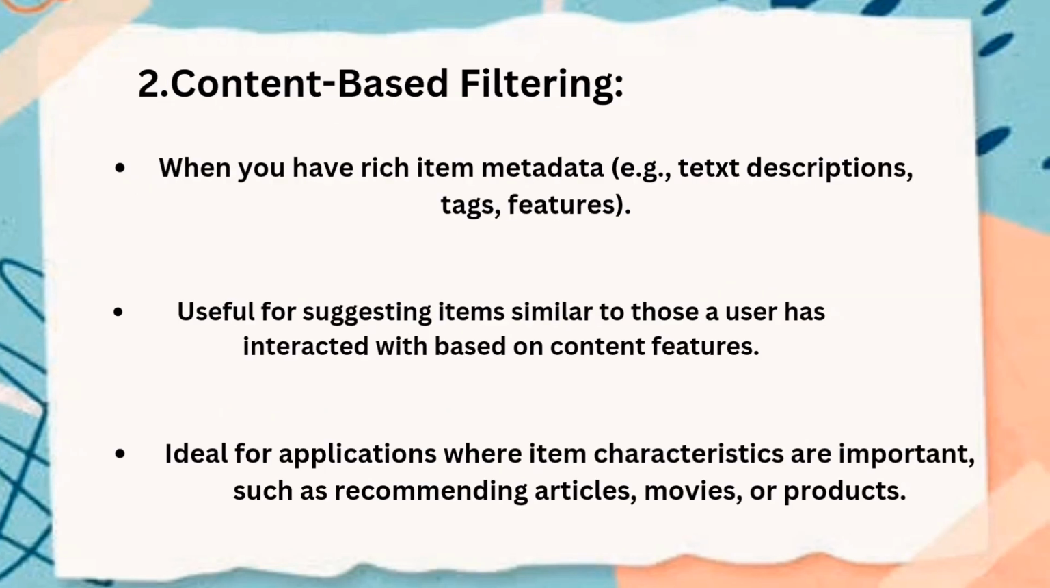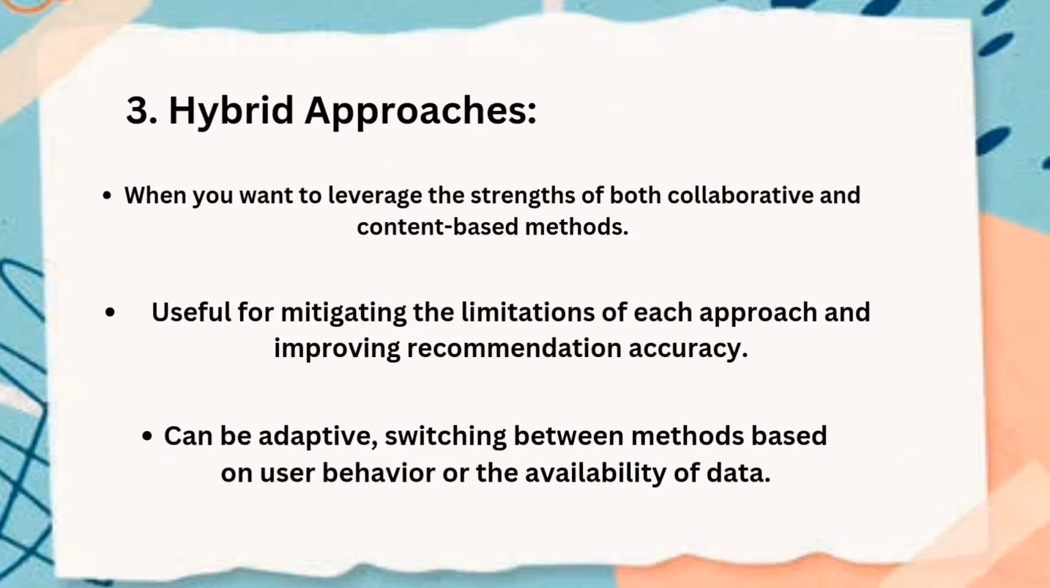Number 2. Content-based filtering. When you have rich item metadata, e.g. text, description, tags, and features, useful for suggesting items similar to those a user has interacted with based on content features, ideal for applications where item characteristics are important, such as recommending articles, movies, or products.